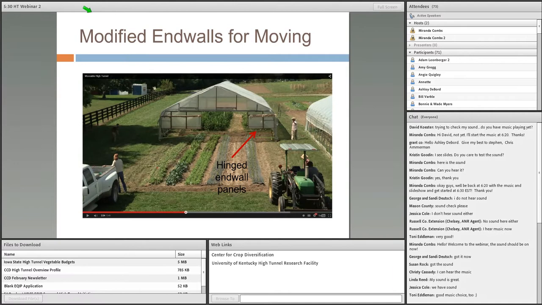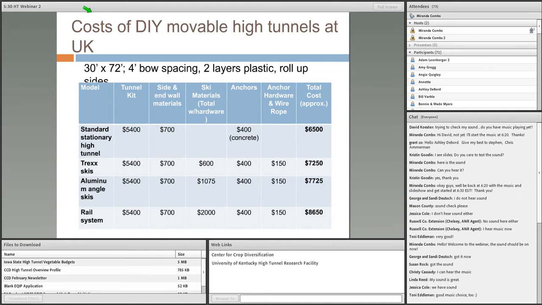So as I said, we did these ourselves. And so these are some costs for the movable tunnels that we built at UK. So it's a 30 by 72 foot kit. Now I want to emphasize these were 2010 prices. So high tunnel costs have gone up a little bit since then. So we're using a fairly basic kit, two layers of plastic, 6 foot roll up sides. And you see the cost of the tunnel kit there. And then you see some of the add-ons there. So side and end wall materials.